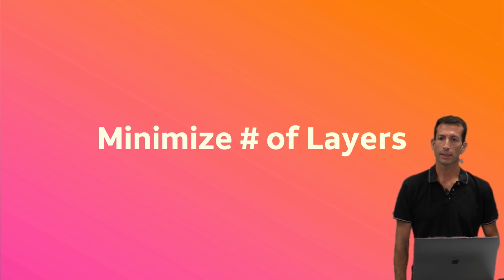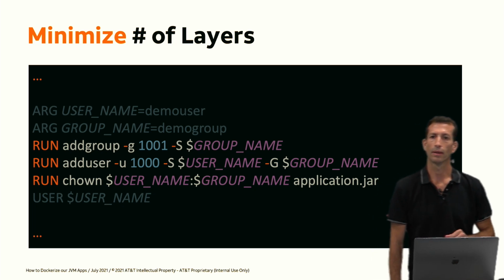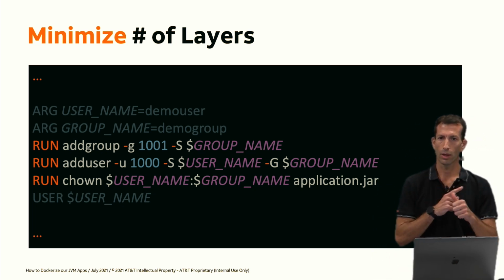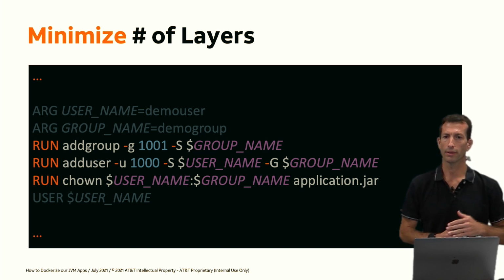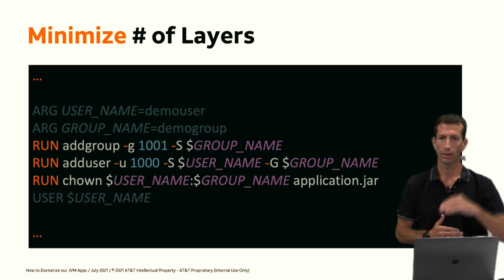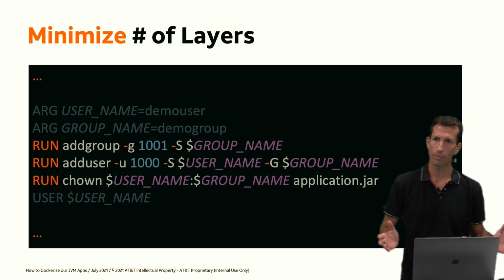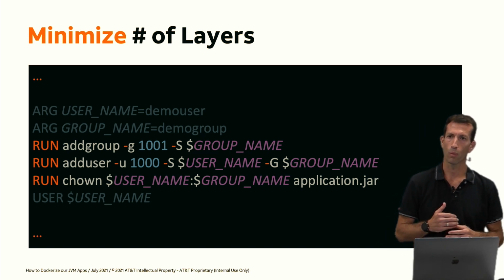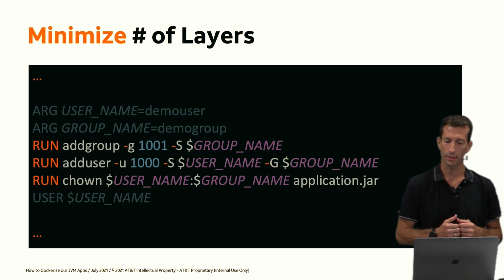Let's talk about minimizing the number of layers. So what are these layers? Every time we run RUN, ADD, and COPY instructions, they create additional layers in our image, and they increase the image size. So we want to minimize the number of layers. We'll see later why we do need these layers sometimes to be distinct.